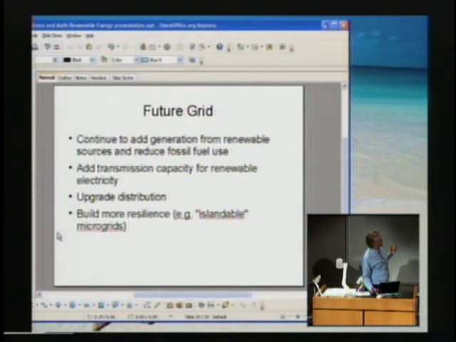The future grid will continue to add more generation from renewable sources, reduce the amount of fossil fuel use, which will reduce greenhouse gases, and will add transmission capacity for renewable electricity, upgrade the distribution in various ways, and build more resilience. An example would be an islandable microgrid, where you have a unit of the grid that can actually isolate itself and continue to operate without connection to the larger grid, with its own power generation and storage.